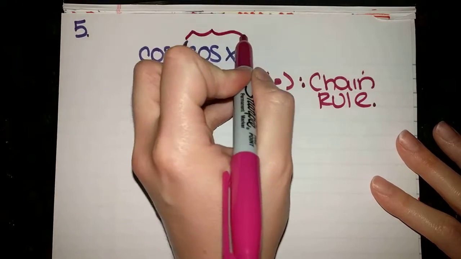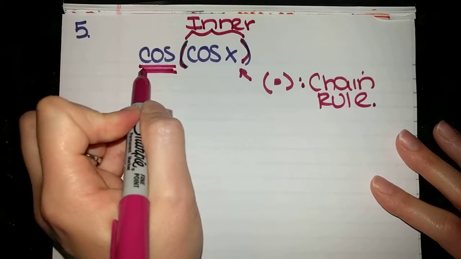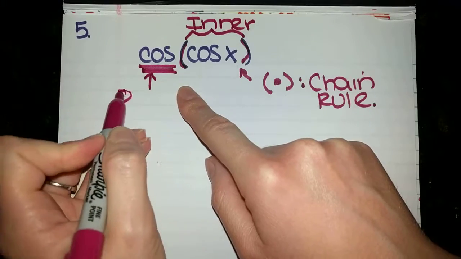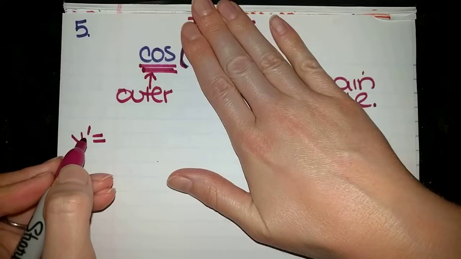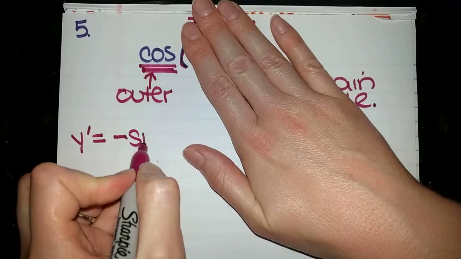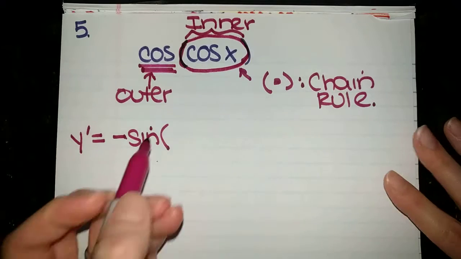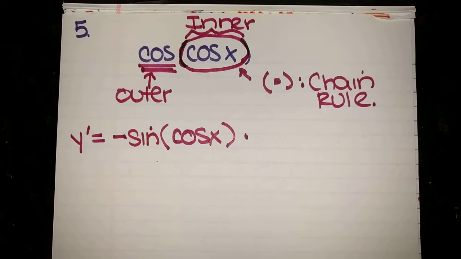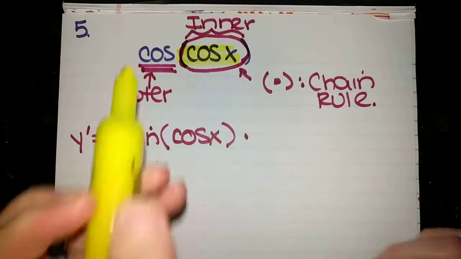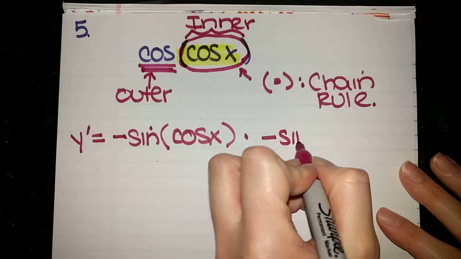So all of this cosine x here is my inner function, and that will leave us with this cosine as my outer function. So when I take the derivative, I'm going to take the derivative of cosine, which is negative sine. And then I keep this inner fixed for now. So I keep it as cosine x. And then I'm going to multiply that by the derivative of the inner. And the derivative of cosine, again, is negative sine x.